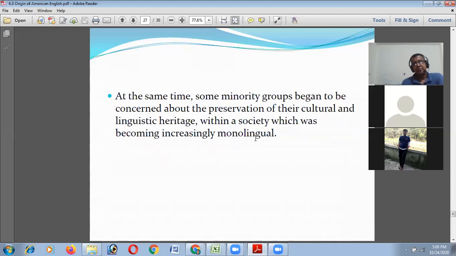At the same time, some minority groups began to be concerned about the preservation of their cultural and linguistic heritage within a society which was becoming increasingly monolingual. Some other minor groups were trying to establish their own cultural identity and language in the USA as well, but they are less than 10%. We have already learned that 86 to 90% of the people of America use English as their first language. In this regard, the number of first language users in America has increased in such a way.